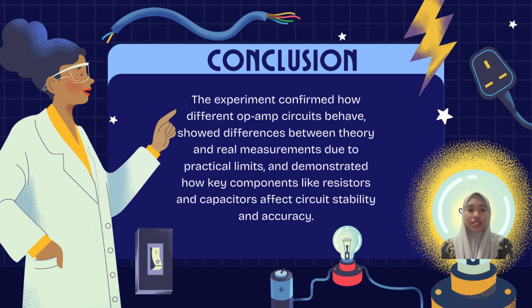And the last is the conclusion. The experiment confirmed how different op-amp circuits behave, showing differences between theory and real calculation due to practical limits, and demonstrated how key components like resistors and capacitors affect circuit stability and accuracy.